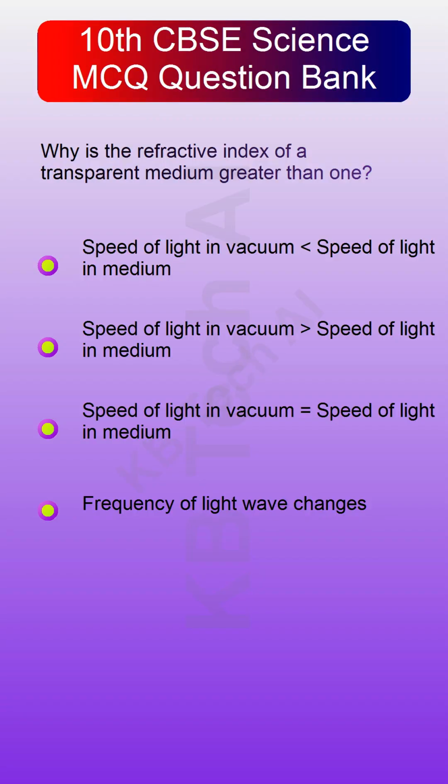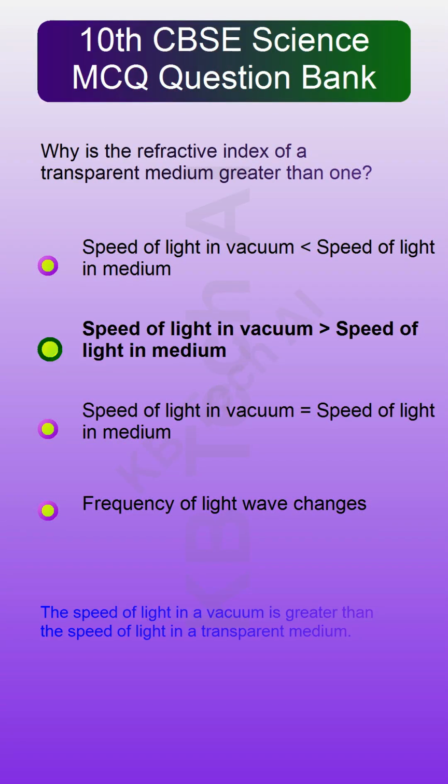Why is the refractive index of a transparent medium greater than 1? Option 1, speed of light in vacuum less than speed of light in medium. Option 2, speed of light in vacuum greater than speed of light in medium. Option 3, speed of light in vacuum equals speed of light in medium. Option 4, frequency of light wave changes. The answer is option 2, speed of light in vacuum greater than speed of light in medium.